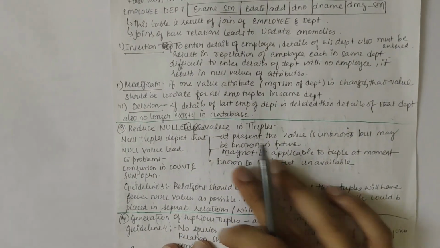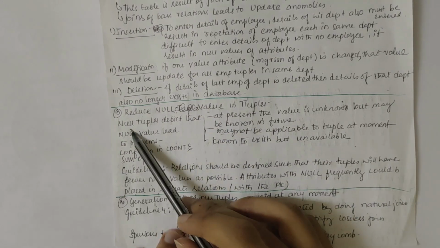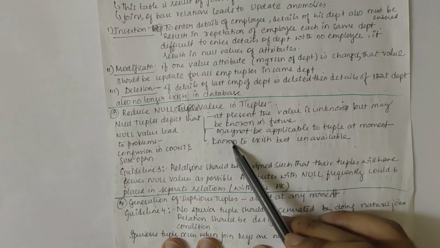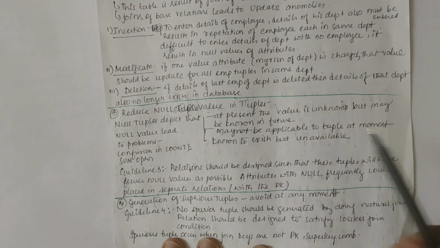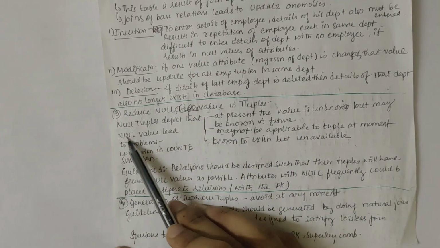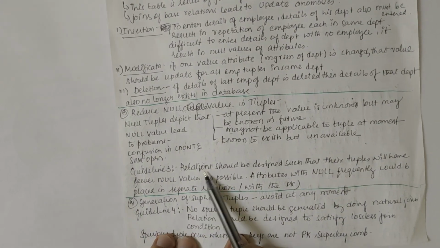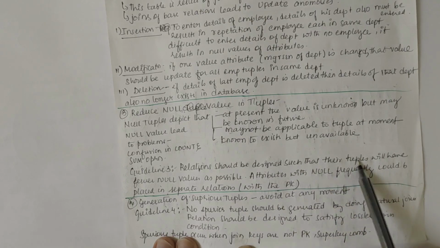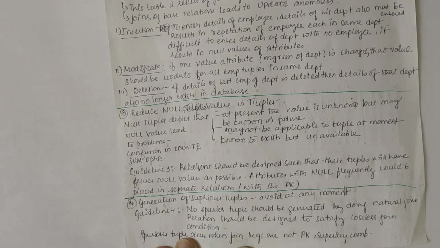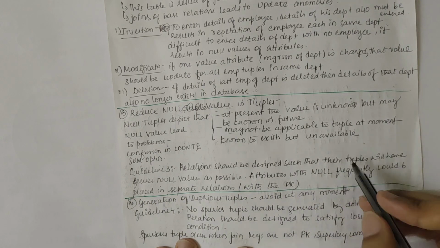We have the third guideline here, which says that we need to reduce null values in the tuples. Null values can depict that at present the value is unknown but may be known in future, or may not be applicable to the tuple at the moment, or the value is known to exist but unavailable. Null values lead to problems like confusion in count and sum operations. So the guideline states that relations should be designed such that their tuples will have fewer null values as far as possible. Attributes with nulls frequently could be placed in separate relations with the primary key again to link them.